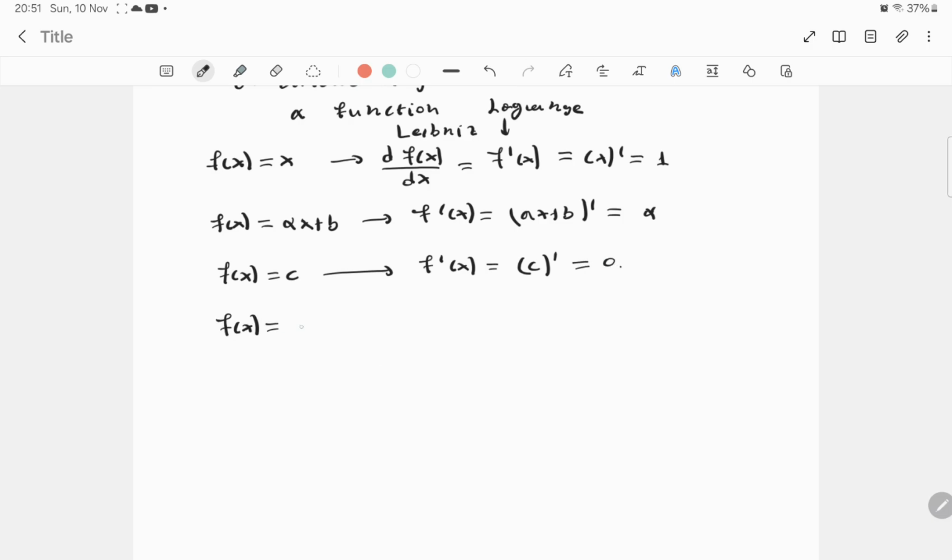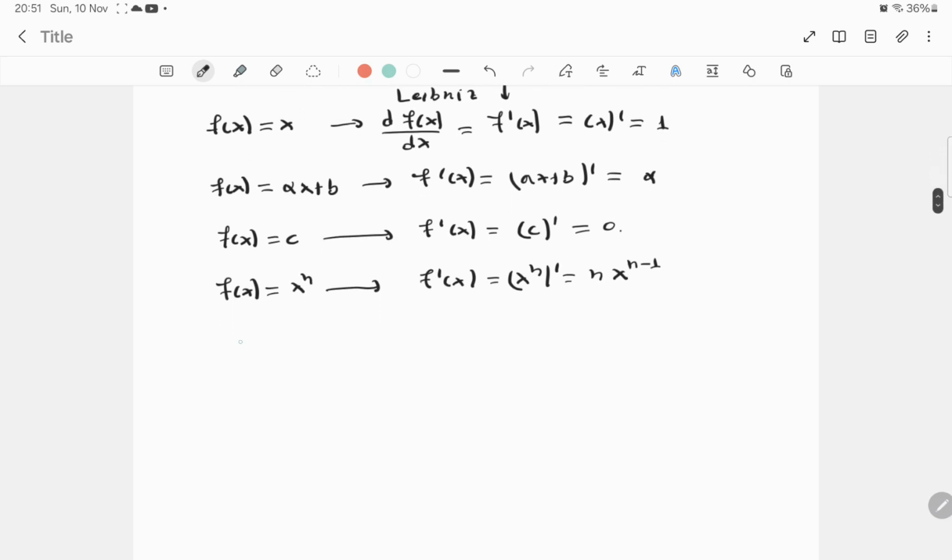F of x equals x to the power of n. F prime of x equals n goes down, and then you write x to the power of n minus 1. The power decreases by 1, goes down by 1.